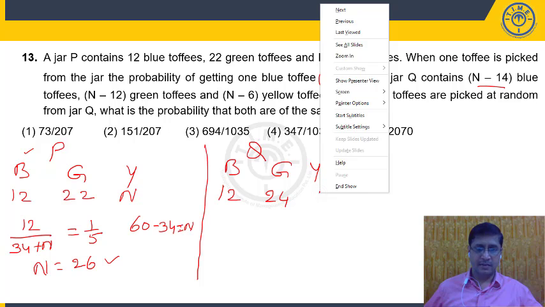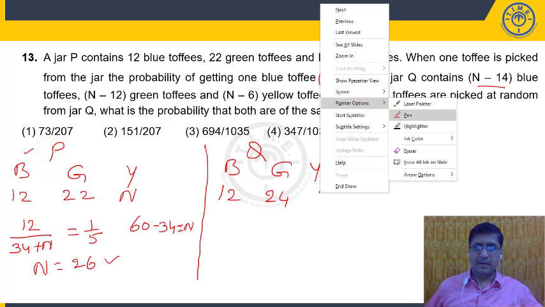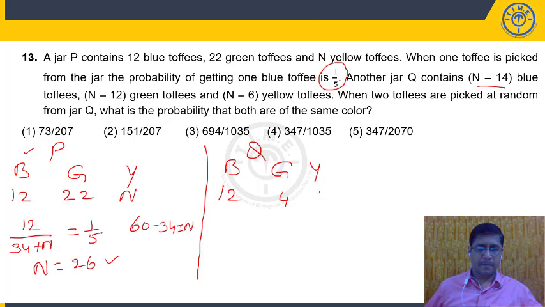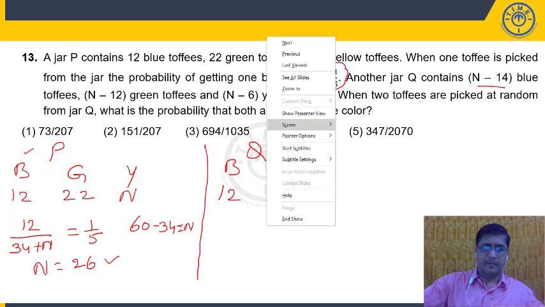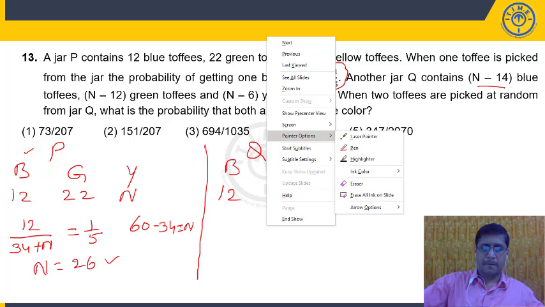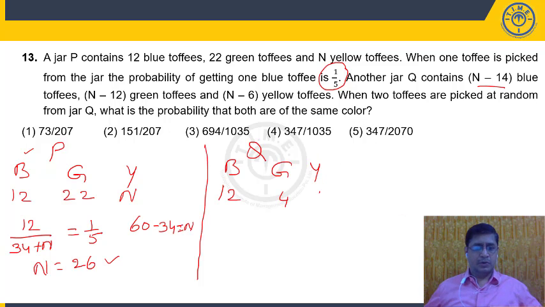So 26 minus 6 is equal to 20. Now the number of balls in the jar are 12, 14 and 20.